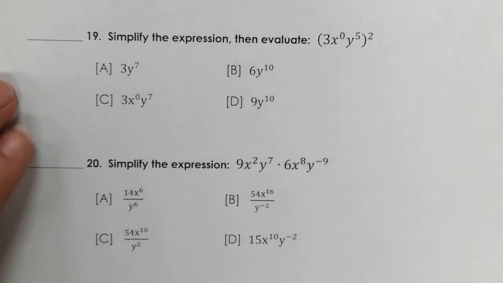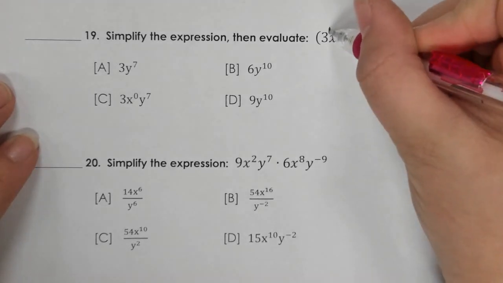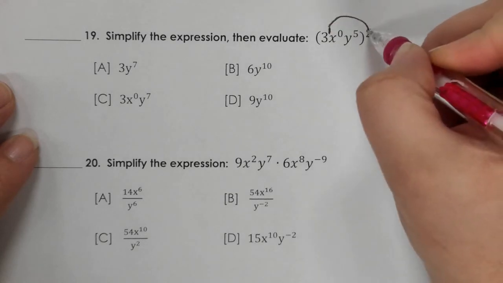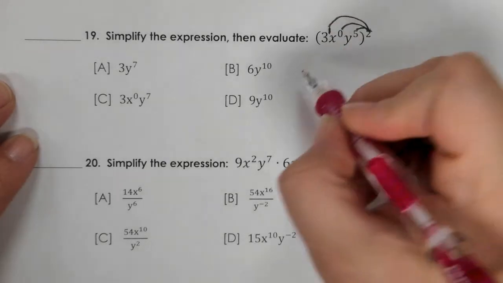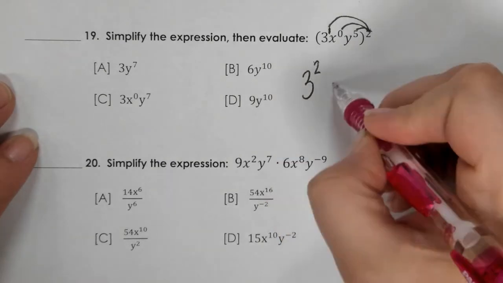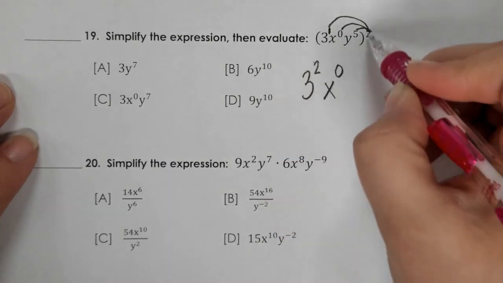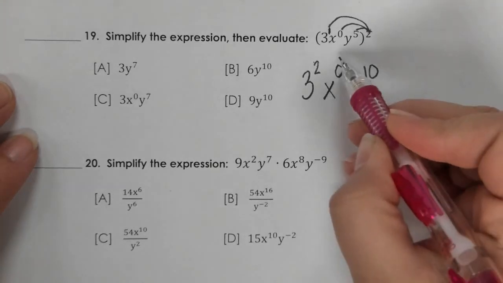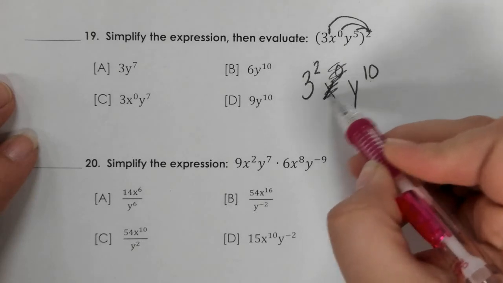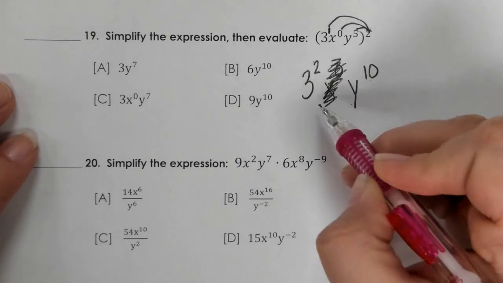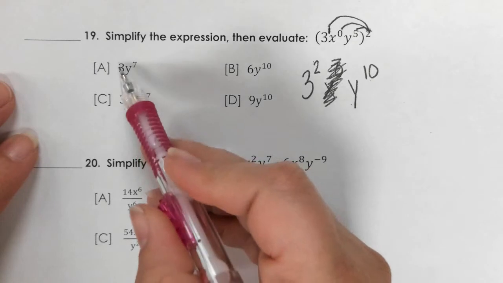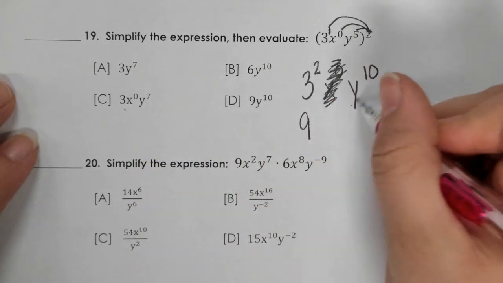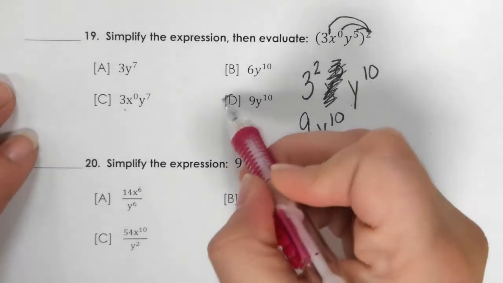Number 19, we would put our 1 right here on the 3. And then I would distribute my 2. So I have 3 squared, x to the 0, and then 2 times 5 would give me 10. So we discussed that the x to the 0 means a 1. We don't need it. Okay? As you can see, all of these numbers here have been evaluated. So 3 squared is 9, and then I have y to the 10th. So it has to be D.